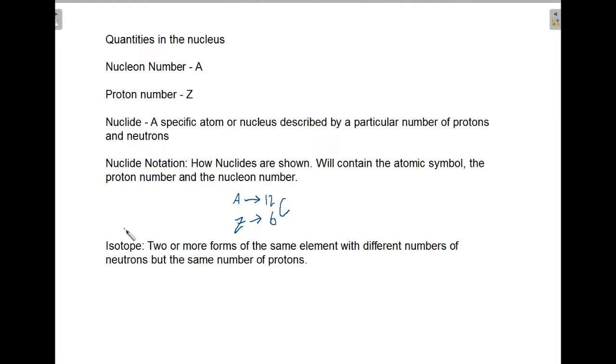have 6 protons. An isotope is 2 or more forms of the same element with different numbers of neutrons but the same number of protons. If it's the same element, like I just said, an example could be carbon, it'll have 6 protons, so the same number of protons, but it might have a different number of neutrons. So it might have, for example, this carbon 12 has 6 protons and 6 neutrons to make up the 12 total nucleons. But you could have carbon 14, which is made up of 6 protons and 8 nucleons.